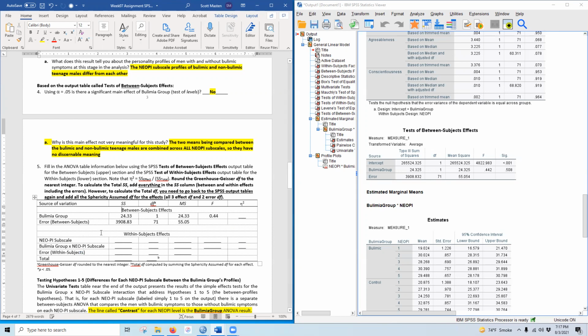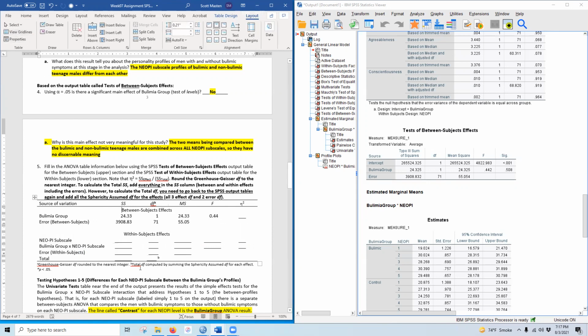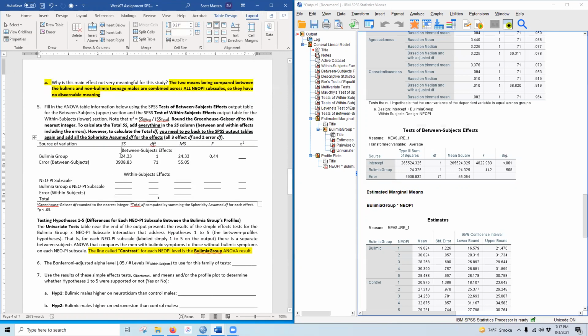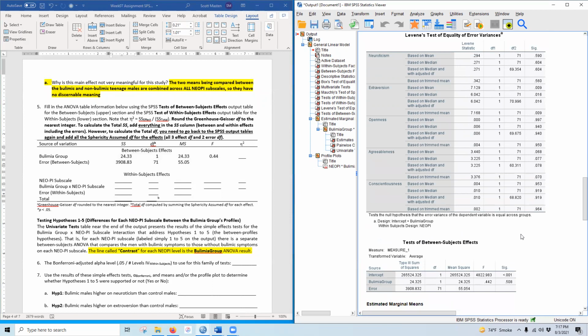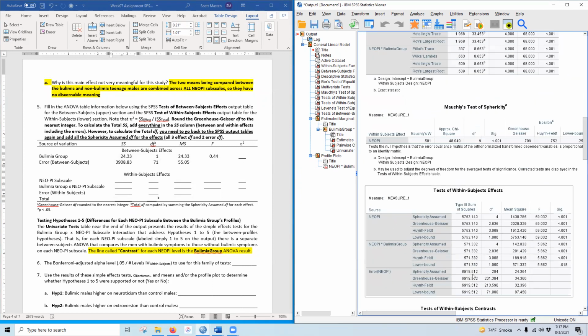Not doing too bad. I should probably shut off this background so you don't have to look at the stupid grid lines. There you go. So far, so good. We have to now do the within subject effects, and this is where stuff gets a little crazy. Go to the test, nope, not contrast, test of within subject effects, Greenhouse-Geisser lines for NEO-PI, that's here. What's our sum of squares? It's 5753.14. It's a big number. Degrees of freedom is some decimal-looking thing. So you're supposed to round this to the nearest integer. So 2.8 rounds to 3. So we're going to put 3 there.